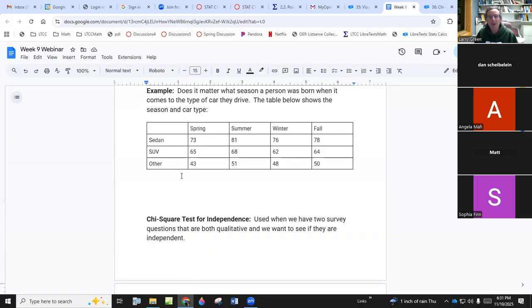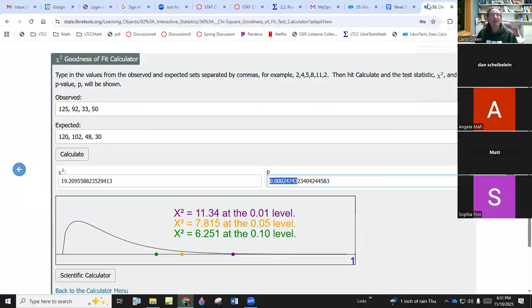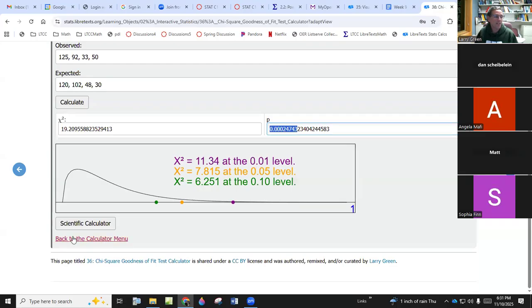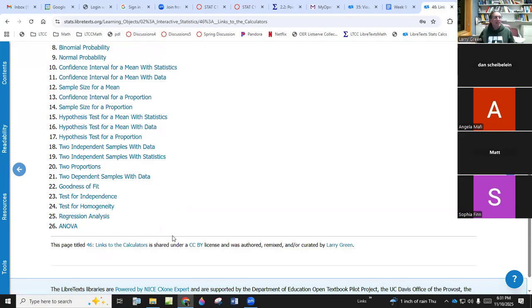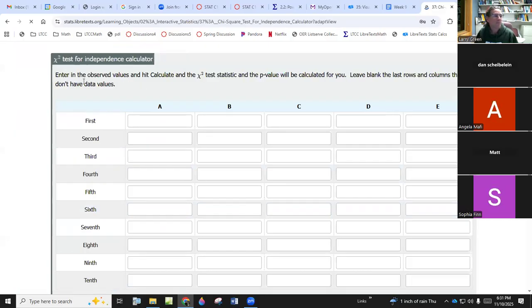Okay, so now we can use a calculator. It's not goodness of fit. We can't use that. Let's go back to the calculator menu. And what calculator should we use? Yeah, 23. It's test for independence. So I click test for independence. And now it says enter the observed values and hit calculate. The chi-squared test and the p-values will be calculated for you. Leave blank the last rows and columns that don't have data values.